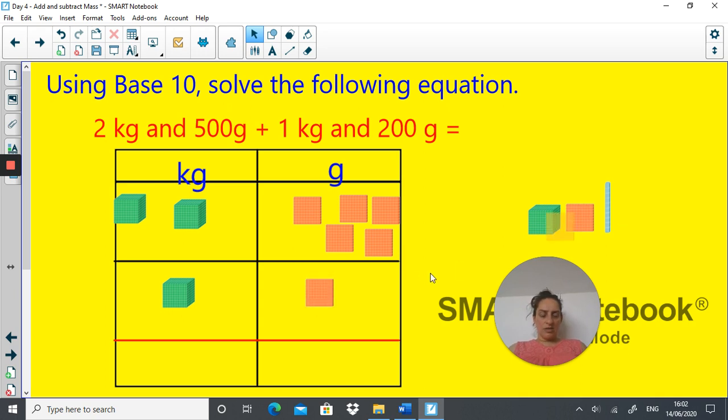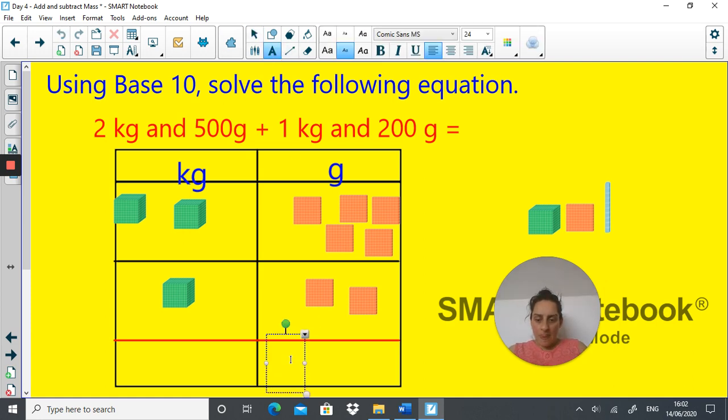So now we've represented this equation in grid format. Now to add together. So let's add the grams first: 1, 2, 3, 4, 5, 6, 700 grams. And the kilograms: 1, 2, 3. 3 kilograms. The answer to this question is 3 kilograms and 700 grams.